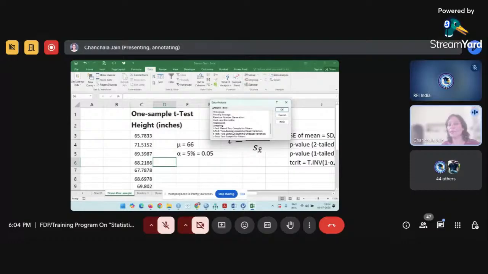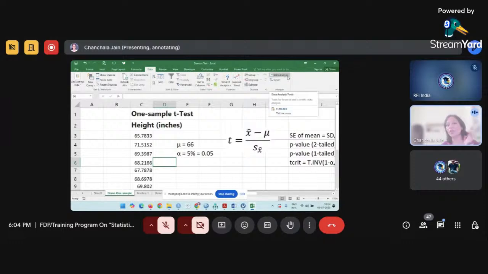Nowhere is the one sample t-test mentioned. So we can understand that using the Data Analysis ToolPak we cannot apply the one sample t-test, right? So what you need to do is a little bit of manual work here, and then using the function you can get the p-value. And that way you can decide whether you are accepting or rejecting the null hypothesis.